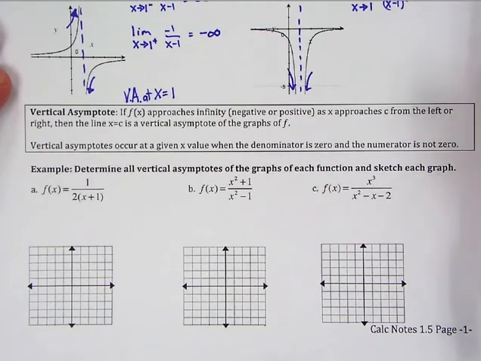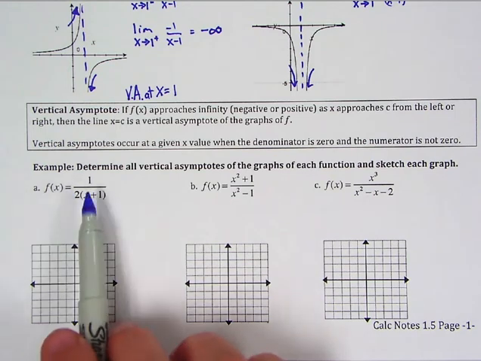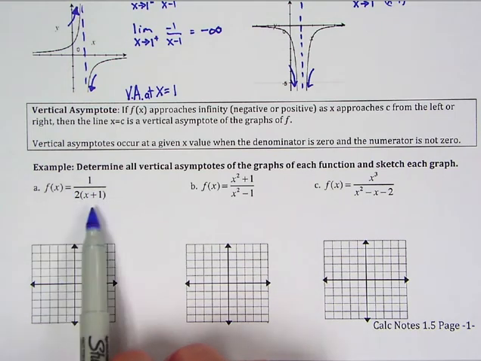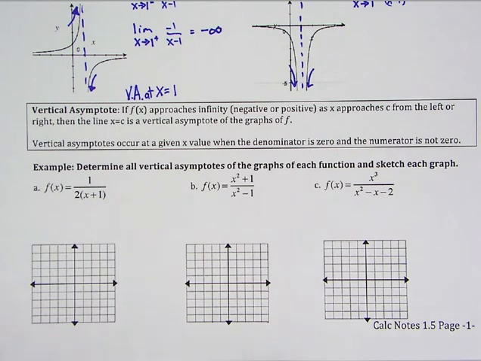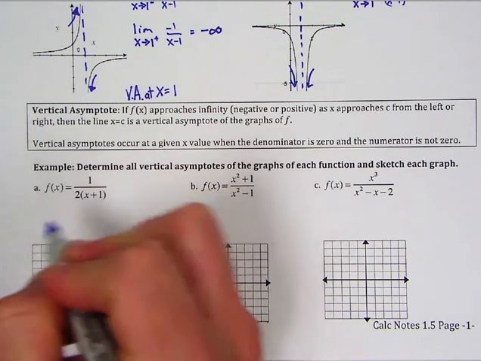So let's try this out on a couple examples here. We're going to determine all vertical asymptotes of the graphs and then sketch the graph. So what we want to try to do is use an analytic approach here. So we're going to let the denominator equal 0.